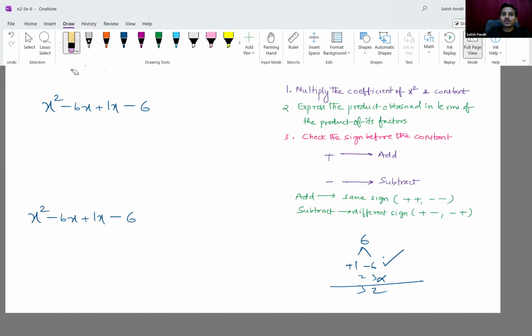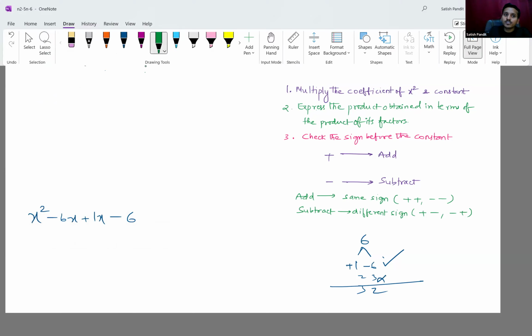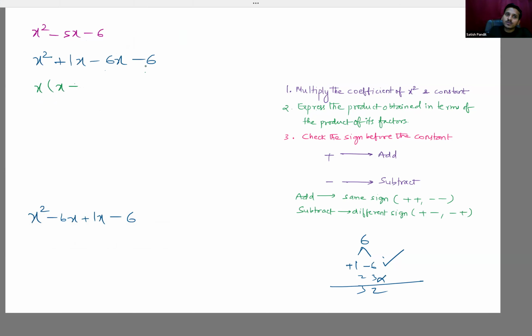First, let's complete the first one, okay? So what do we do next? We have to take common from first two. What is common from first two? X is common. Left is x plus 1. Write the bracket thing once again. Think of one number so that if you multiply, you get the next two terms. So it has to be -6 because -6 into x is -6x and -6 into 1 is -6.